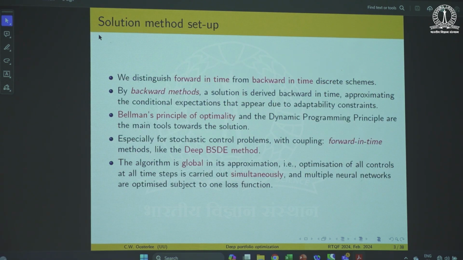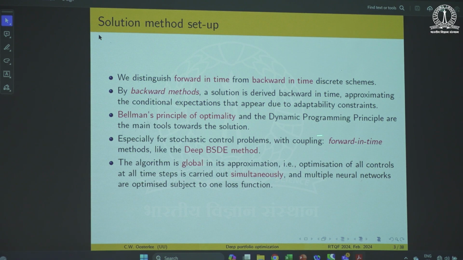And that's where these machine learning techniques come in handy. So that is what I just told you on this slide. Backward in time is classical, and we will go forward in time. So we distinguish forward in time from backward in time. Backward in time, we are working with conditional expectations in the dynamic programming principle, and we only need two time steps. So the main tools are the dynamic programming principle, DPP, and the Bellman principle of optimality.